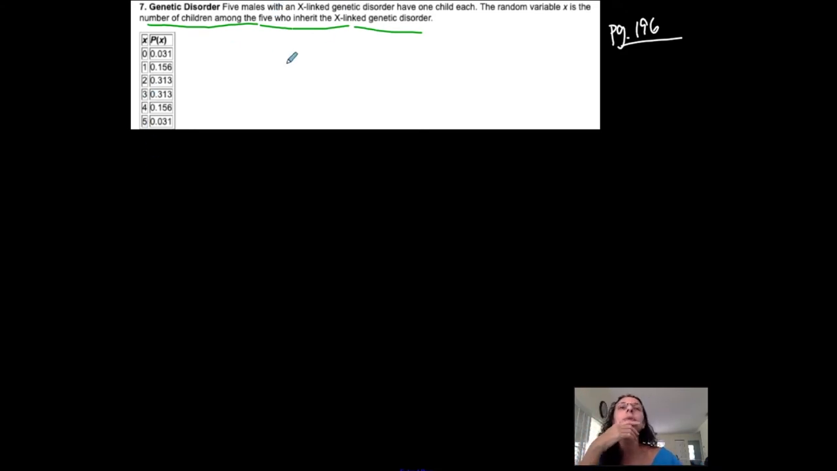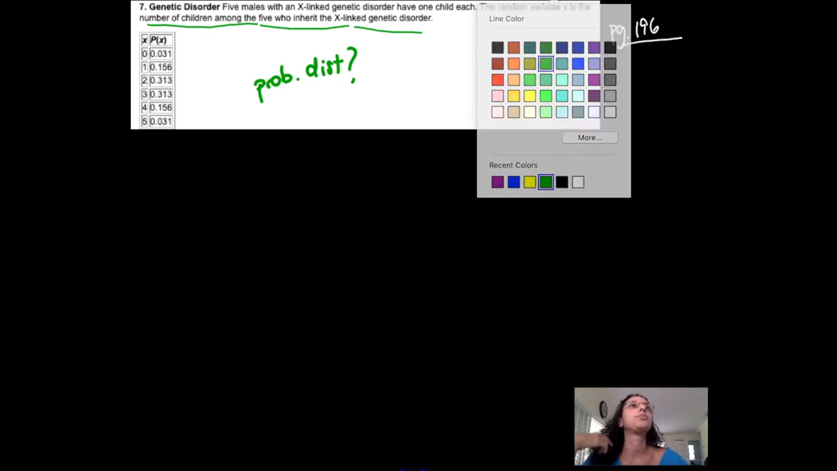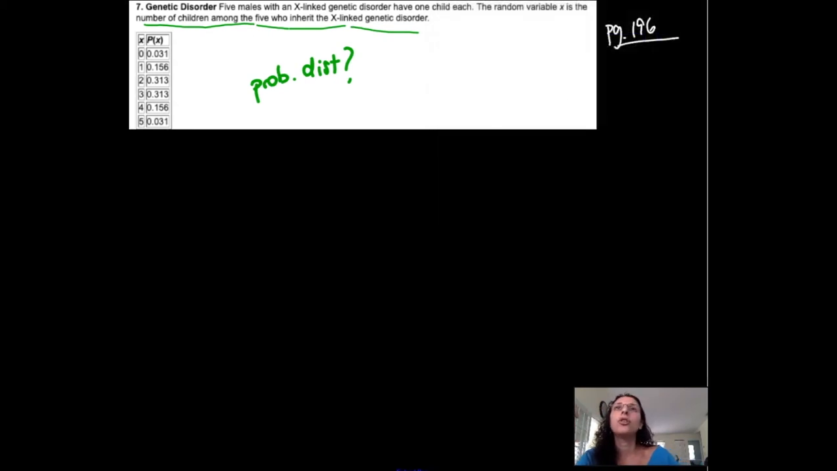Well, I want to determine if this is a probability distribution or not. Let's start there. Is this a probability distribution or is it not? Does it represent the actual scenario and all the possible outcomes? So what do I have to check? First, I want to check and make sure all my probabilities are between 0 and 1. Well, that's easy. That's given. It looks like it.